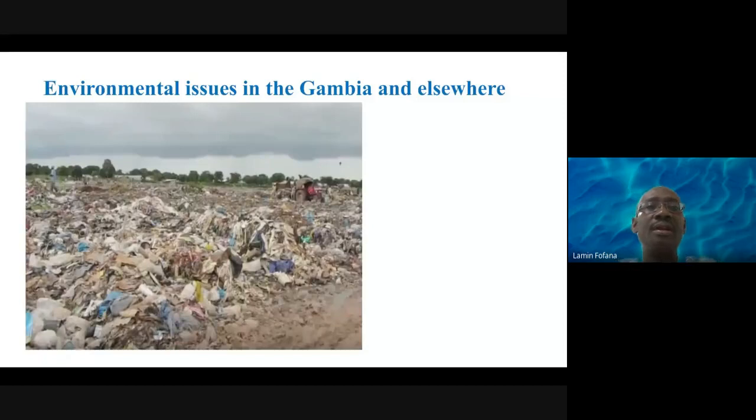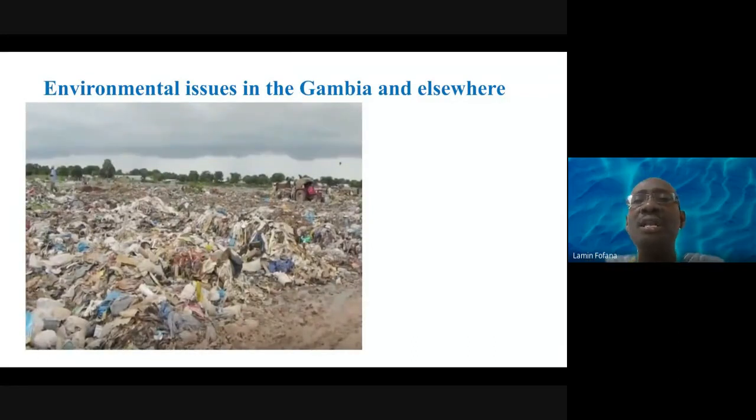Right. So, environmental issues in the Gambia and elsewhere. Let's talk about the Gambia because that's what is affecting us. Everything that affects us in the Gambia environmentally has got something to do with our life. All the surroundings that we have in the Gambia are part of our environment because as Gambians, we can move about anywhere.